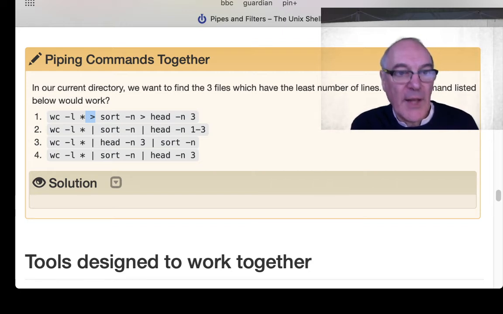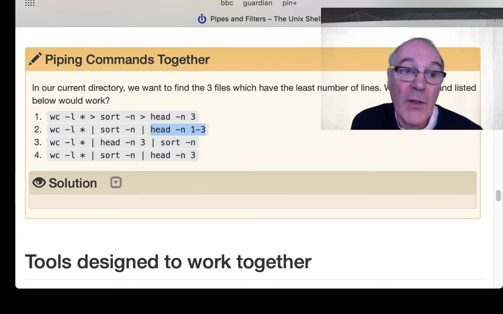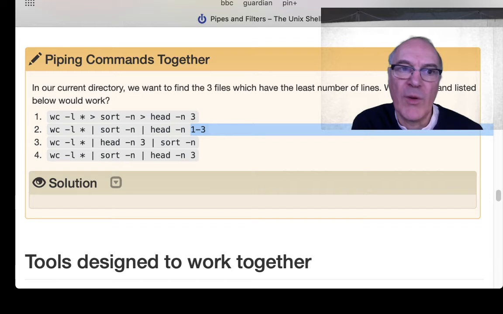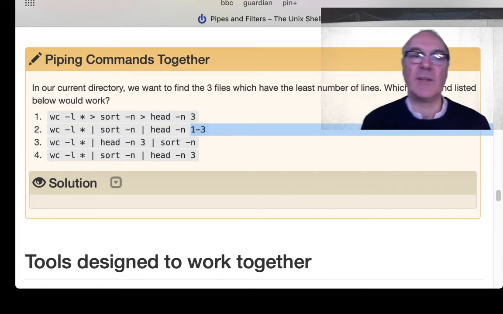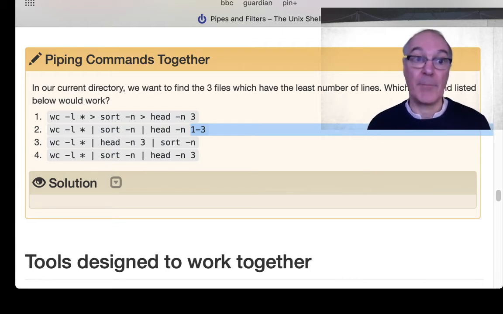This next one is better. It produces output of wc. It does sort it numerically, which is good. It pipes the output of that into head -n 1-3. But that doesn't work because the head command would go, what do you mean 1-3? I don't know what that means. That's not correct syntax as far as the head command is concerned. Head wants a number there. It wants the number of lines to print out.